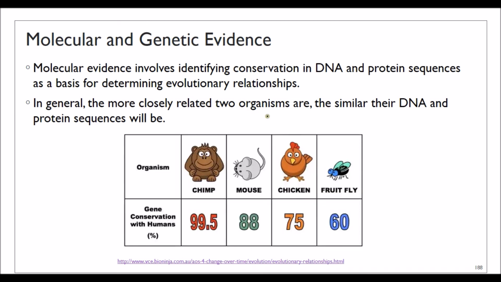So this is an example. Chimpanzee is 99.5% similar to the DNA of human, which I think is higher than what most people expect. But even if you think of the fruit fly, it has 60% similar DNA to a human. So I think molecular evidence is probably the most accurate in allowing you to know which two organisms are more closely related to each other.